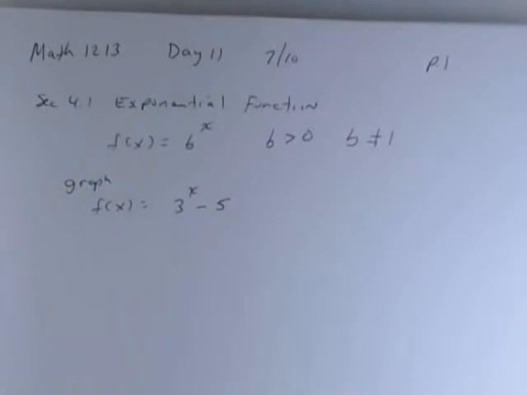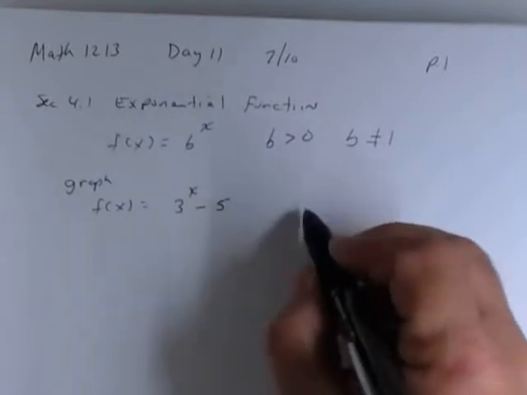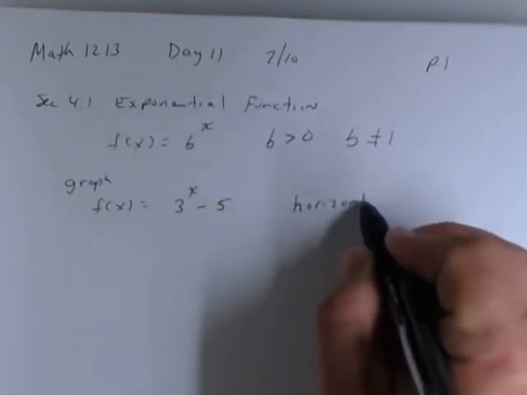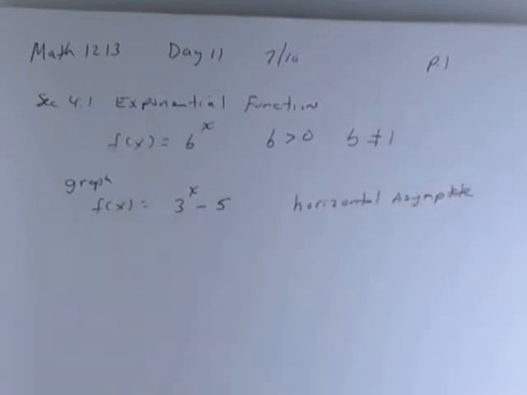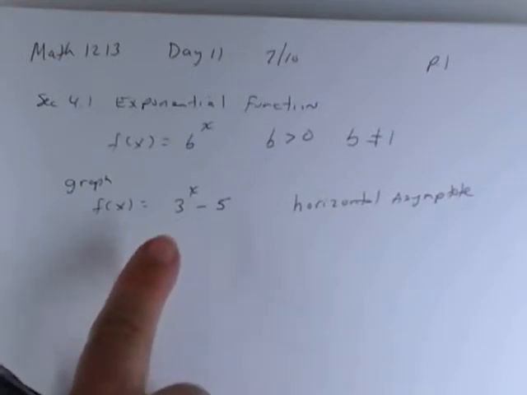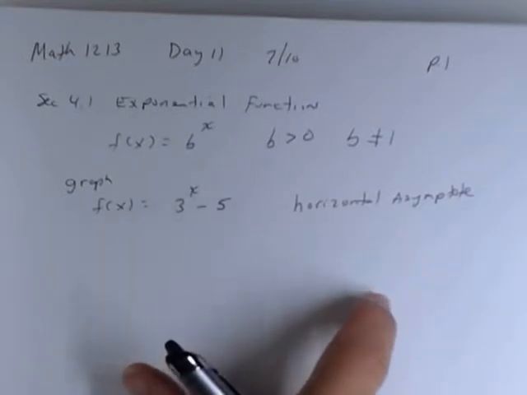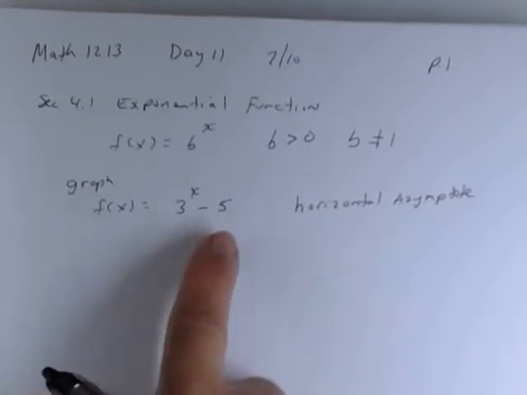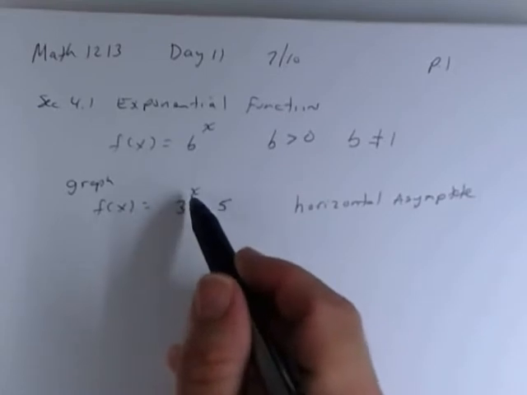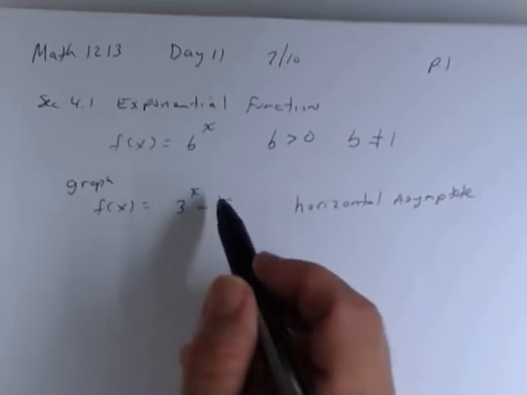Now remember, all exponential functions have a horizontal asymptote. Do you think you know what the horizontal asymptote is here? Okay, it's -5. So the base raised to the exponent and then subtract 5, that -5 is a horizontal asymptote.